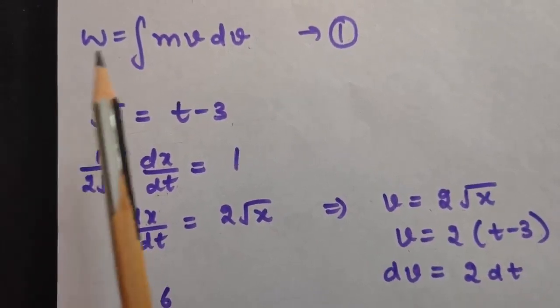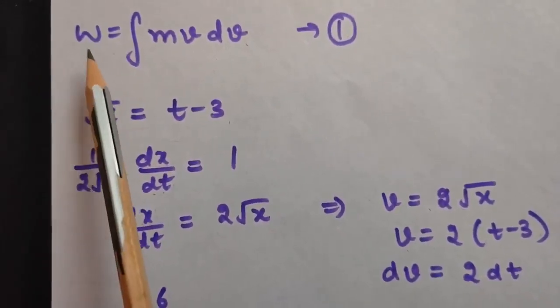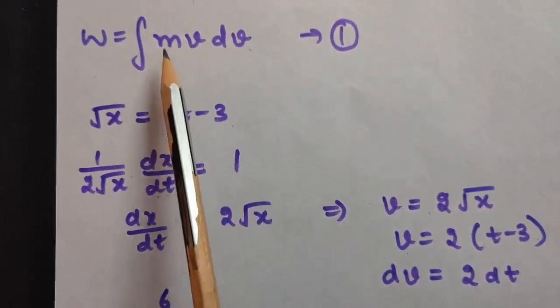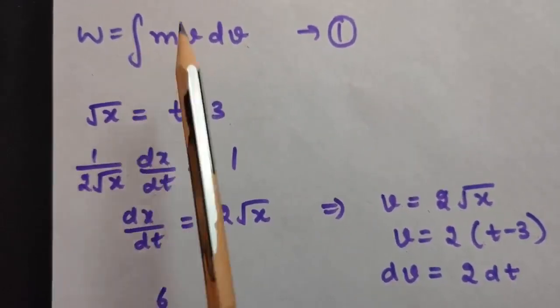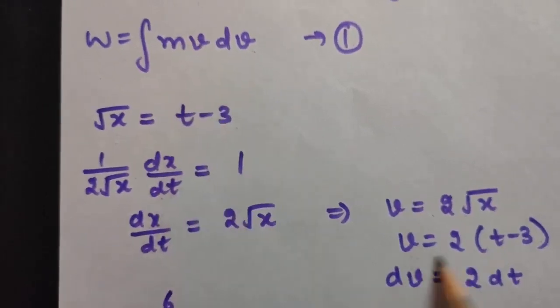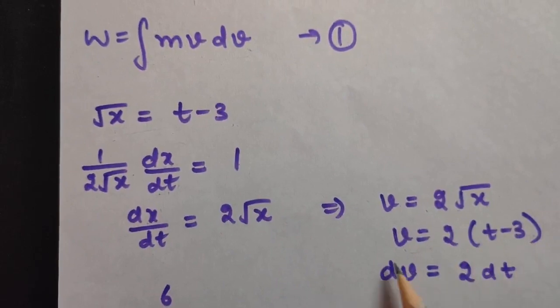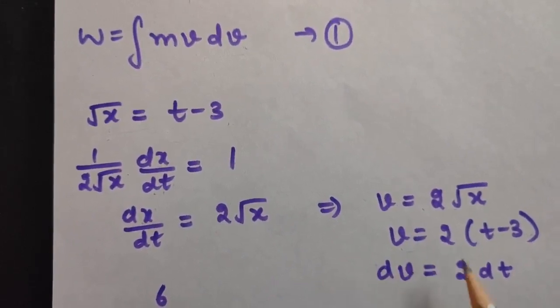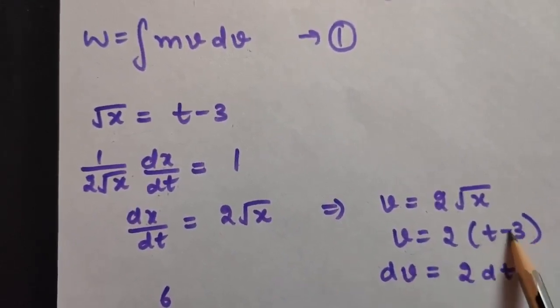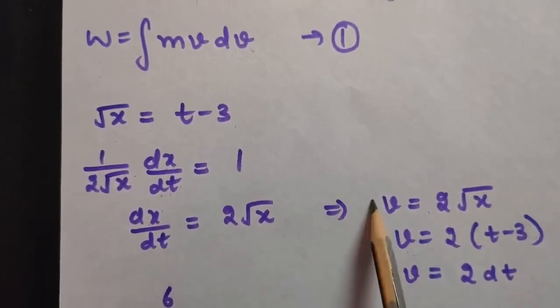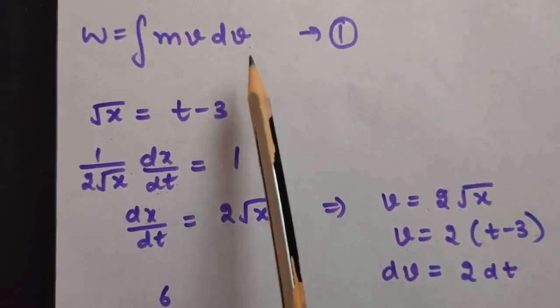Now again see this formula. Our formula is work done is integration of mv dv. We have mass, that is some constant. We have value of velocity. Now we want dv. So just differentiate this equation. dv will be equal to 2 dt. Again differentiation of constant will be 0. So from here put the value of v and dv in first equation.